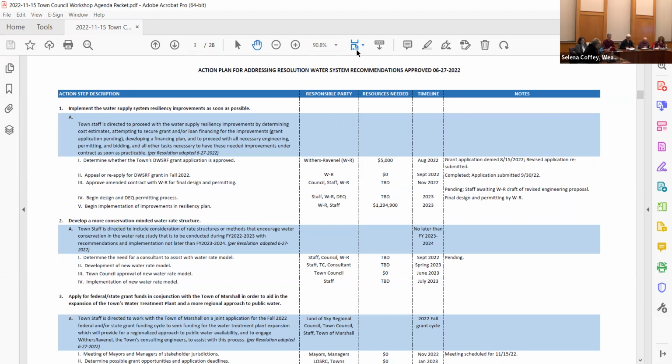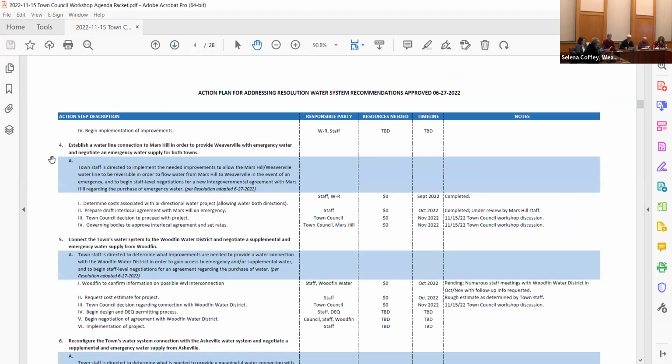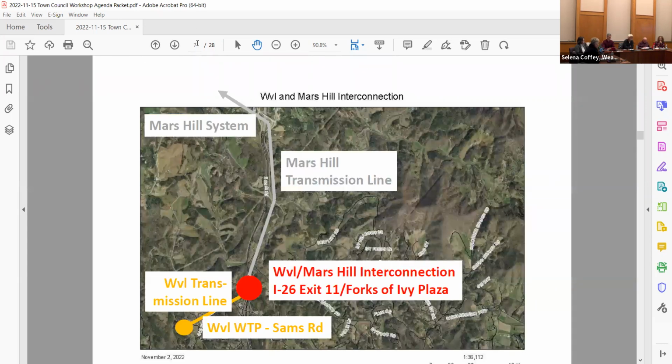Okay, so we then move to page 4. Items 4, 5, and 6 are in direct reference to our connection with Marshall, our connection with Woodfin, and a connection with Mars Hill, so what we're going to do at this point is skip over to page 6 and take a look. I'm just going to hit some highlights here because you all have had this since Thursday. So this first one, I'll ask that we move the presentation forward to page 6, showing the map here. Okay, so this is the interconnection with Mars Hill.